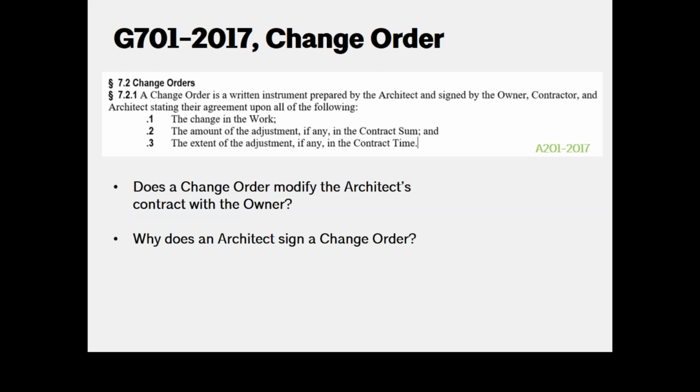So given that, why does an architect sign a change order? Well, quite often change orders impact an architect's instrument of services. There can be code implications, there can be health, safety, and welfare implications anytime a change order is executed in which work's been added or subtracted from a project. So an architect needs to be involved in that process.